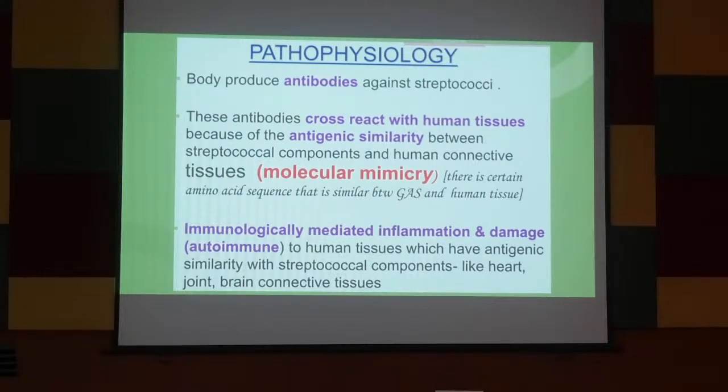What is autoimmunity? The antibody produced for the benefit of our system eventually becomes detrimental to our body, because it has a similar antigen-antibody reaction towards our own connective tissue, like heart, like joints, like subcutaneous tissue, skin, etc. So immunologically mediated inflammation and damage, autoimmune. So this is an autoimmune condition.